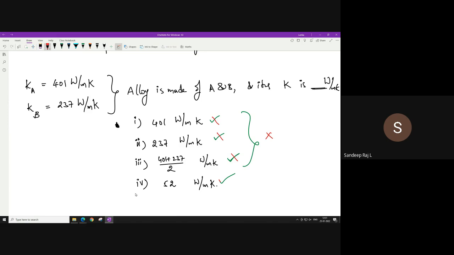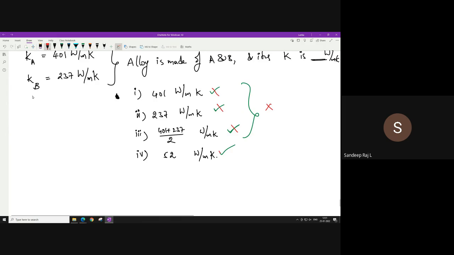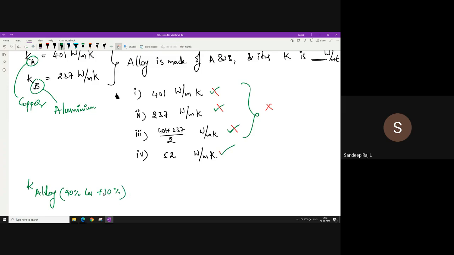This is not a hypothetical question, this is a real question. A is nothing but copper here. It is copper, and B is in reality aluminum. Okay, and you make an alloy out of it such that it has 90% copper and 10% aluminum. That is the alloy you have made.